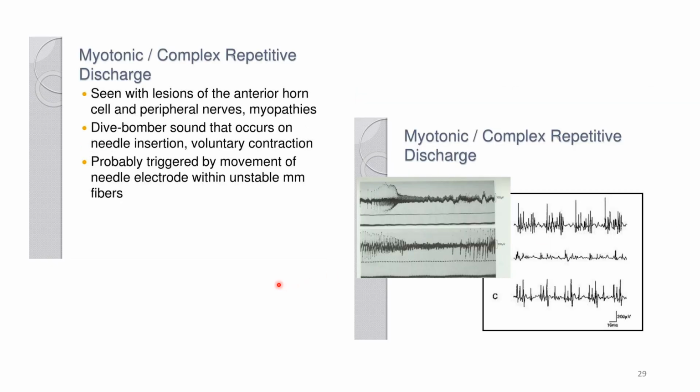Now coming to myotonic discharge or complex repetitive discharge. So this is the figure of myotonic discharge. It is seen with the lesions of the anterior horn cell and peripheral nerves and myopathies also. It is probably triggered by movement of the needle electrode within unstable muscle fibers. So this is the myotonic discharge. It is seen mostly in these pathologies.